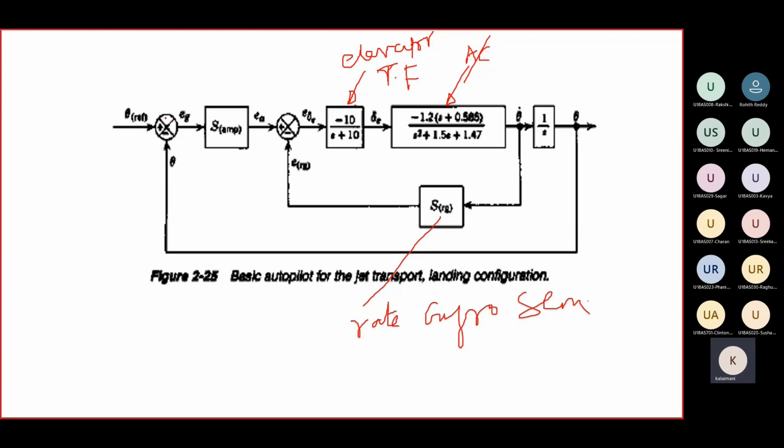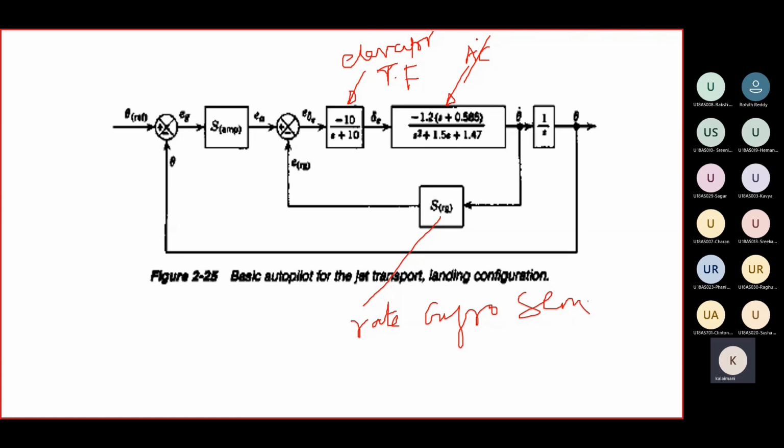Then it is compared to a reference pitch angle, which we decide for the aircraft. Suppose the aircraft flies at a certain altitude with a desired pitch angle. If it encounters any gust, the pitch angle may deviate, and that will be sensed by this.